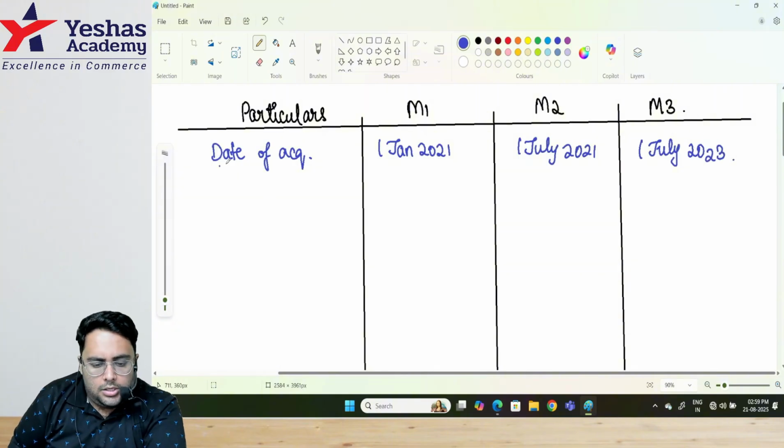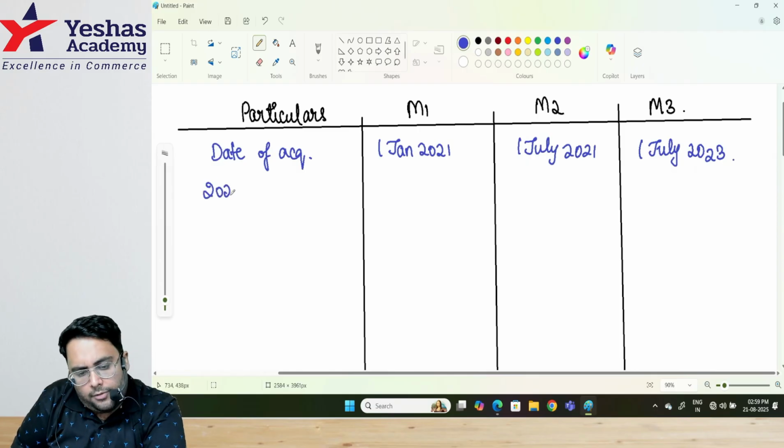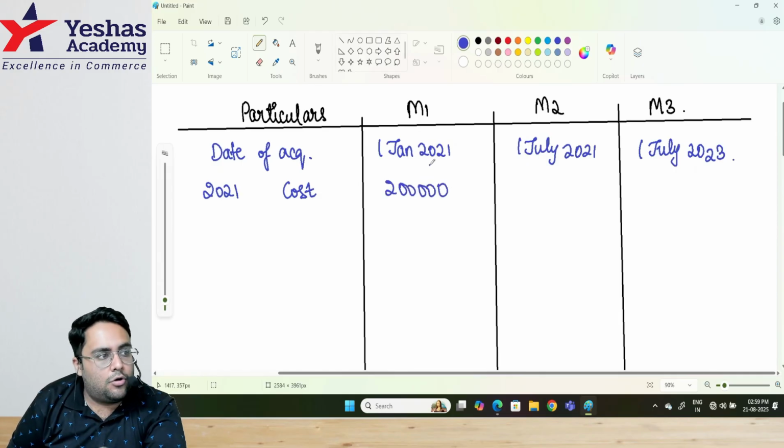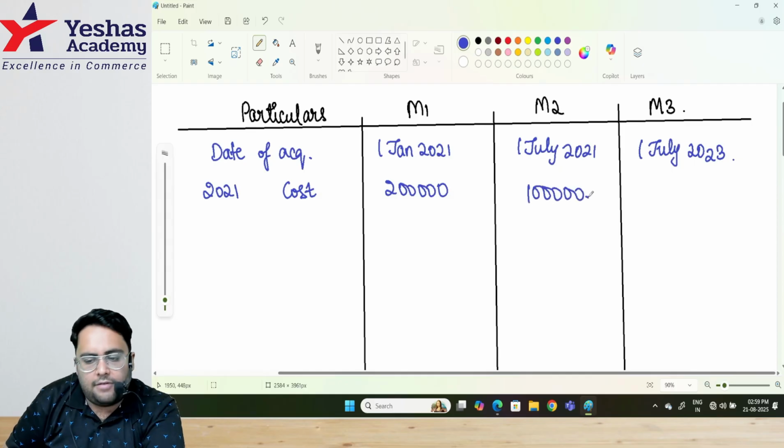Okay. So we will start with which year? We will start with your 2021. What is the cost of M1? 2 lakh. How 2 lakh? 194 plus 6. What is the cost of M2? 1 lakh directly given to you.